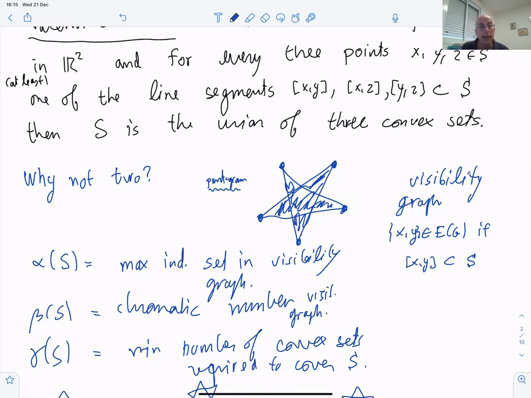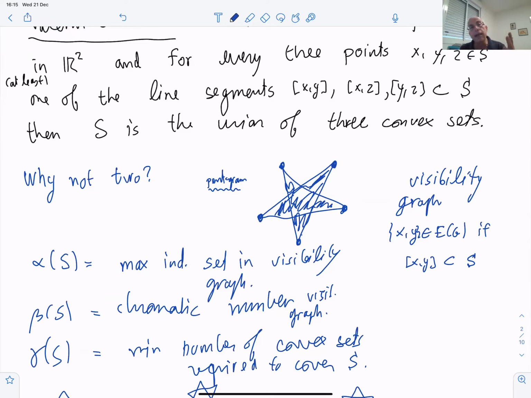So in this case, we can define these 3 very interesting parameters. Alpha of S is the maximal independent set in the visibility graph, so the maximal number of points such that no 2 see each other. Beta is the chromatic number of the visibility graph, and gamma is the minimal number of convex sets needed to cover S. And you can also ask about the minimal number of disjoint convex sets required to cover S.